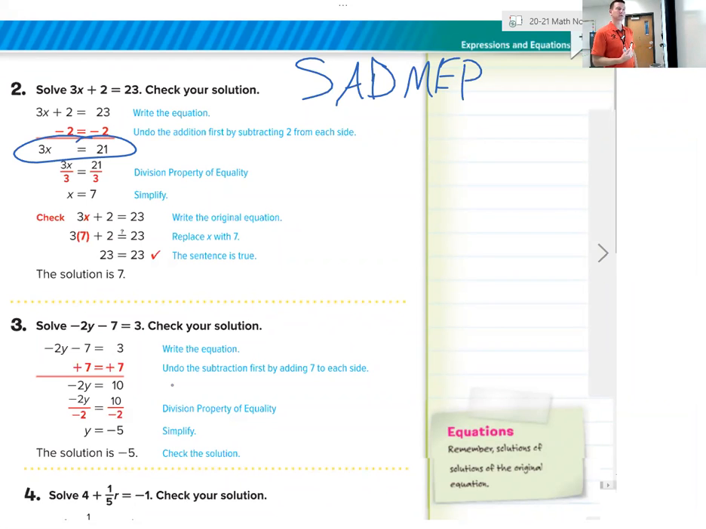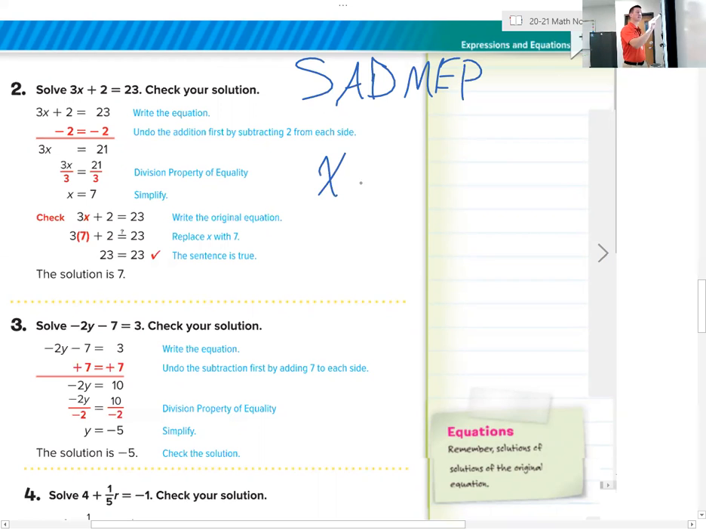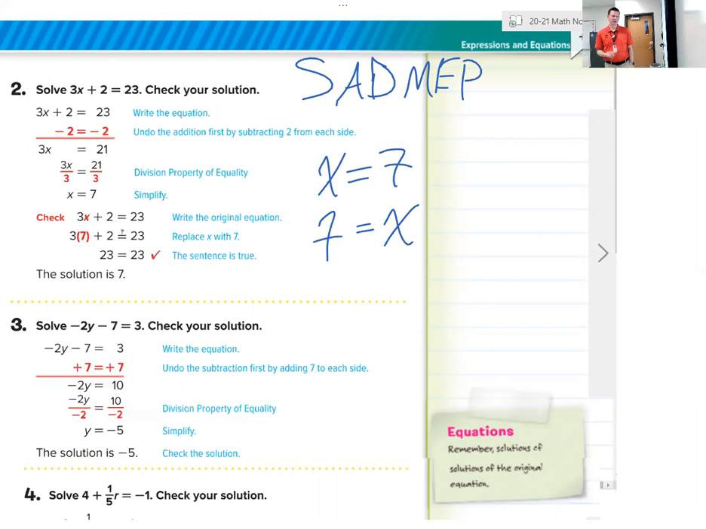So we have 3x equals 21. What's happening to the variable? It's being multiplied by 3. The inverse of multiplication is division, so I have to divide both sides by 3. So after dividing both sides by 3, I have 7 equals x, or x equals 7. Keep in mind that x equals 7 is the same thing as 7 equals x.